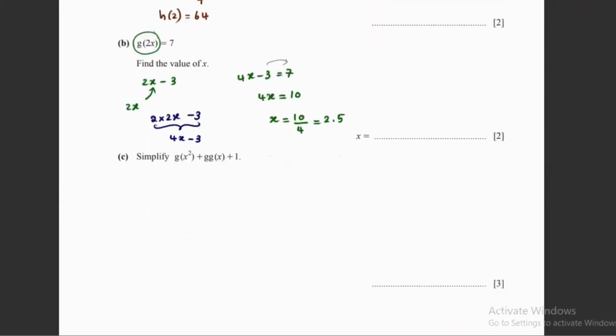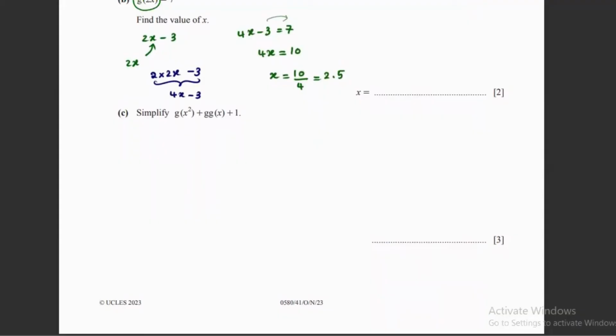Let's move on to question C. In question C, I need to find what g of x squared is, which means x squared is the input for the g of x function. So the g of x function is, and with that we need to add g of x plus 1. So first I need to find g of x squared. To do that, the input is going to be x squared.